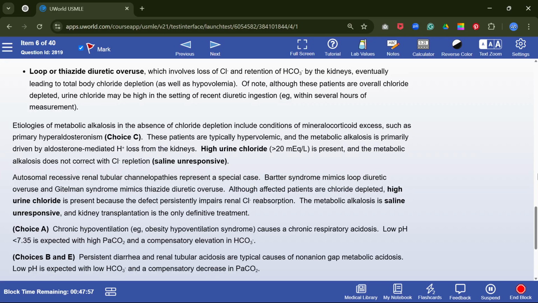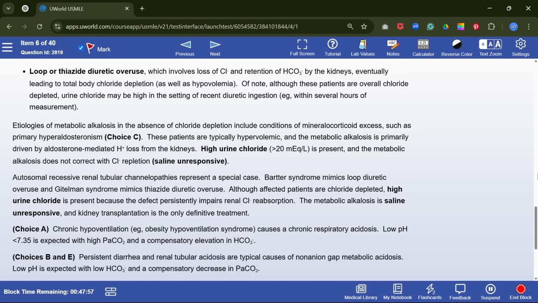Sorry. How is ACTH causing low chloride in the urine? ACTH is causing high chloride in urine, isn't it?